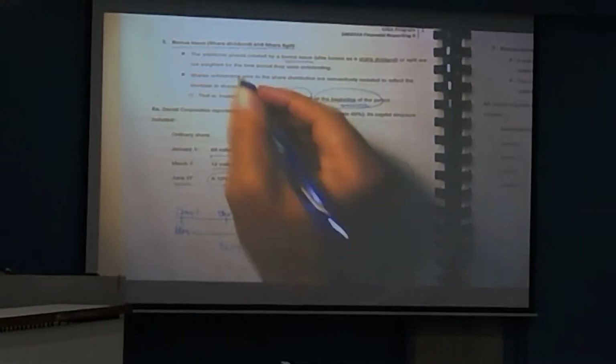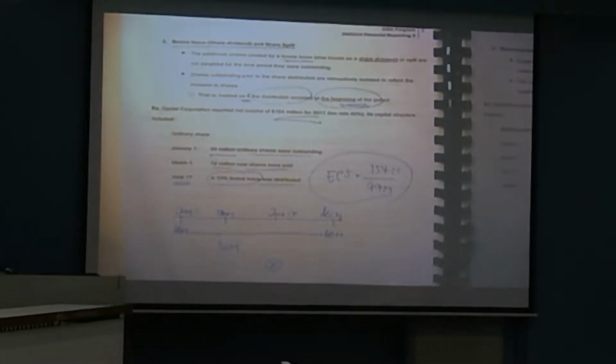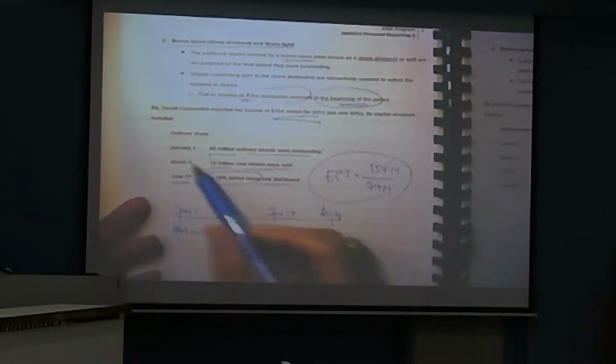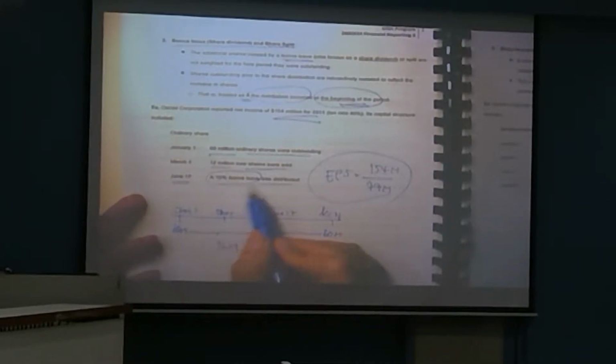Let's suppose during the year we have an event like a share dividend or even a share split. It means you have more shares in your hands. Based on the accounting standard, you need to treat the new shares as if they were issued at the beginning of the period. For example, in this case you have an original 60 million shares, you issue 12 million new shares, and on June 17 you issue a 10% bonus share.